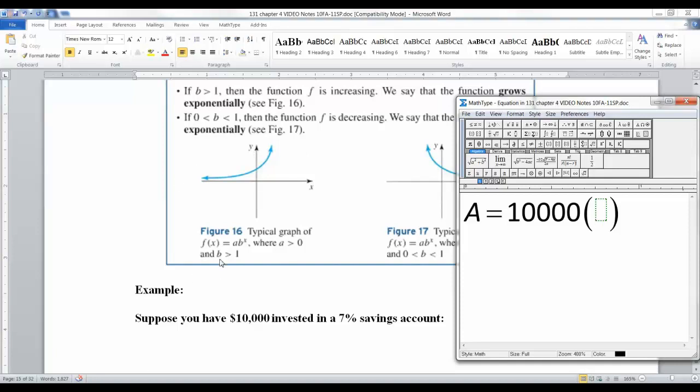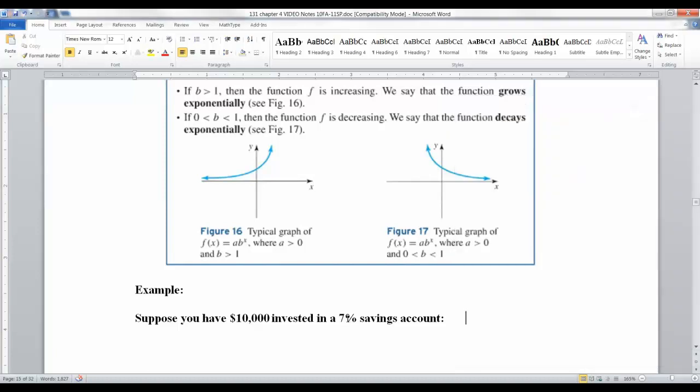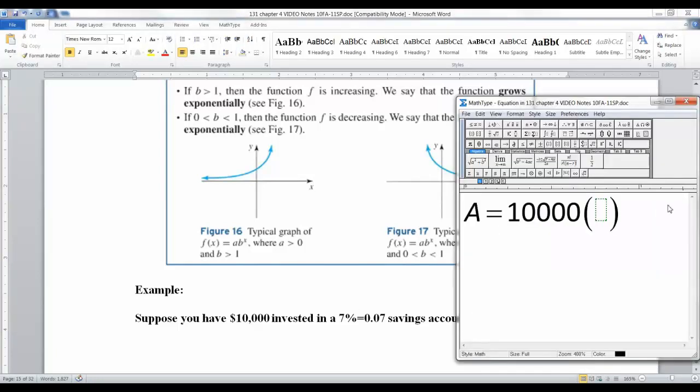But to look like that one on the left, it's got to have a b that's greater than 1. 7% is not greater than 1. 7% is 0.07. Okay, so how can you make it greater than 1? The answer is you go 1.07.